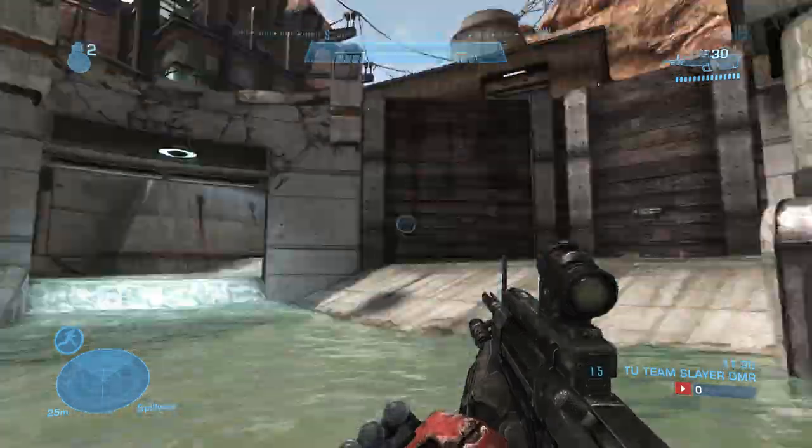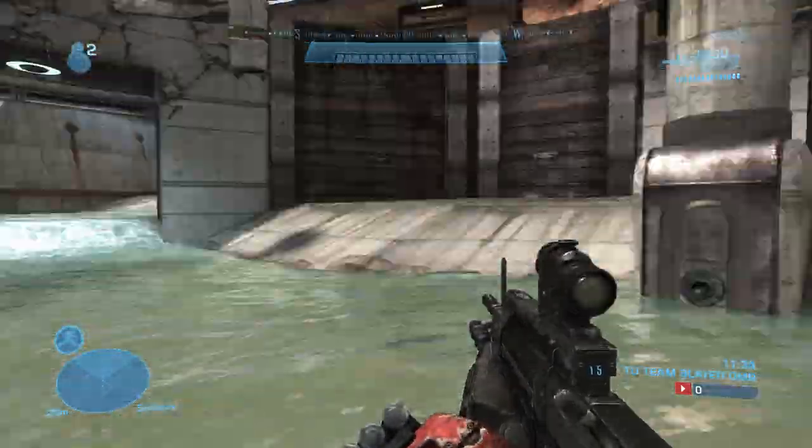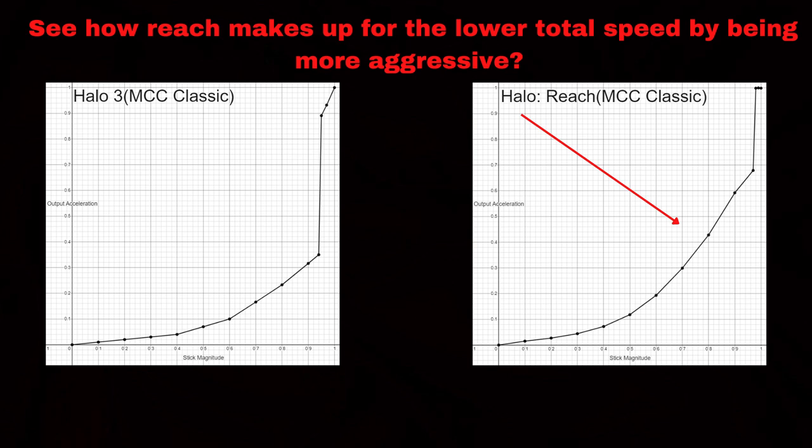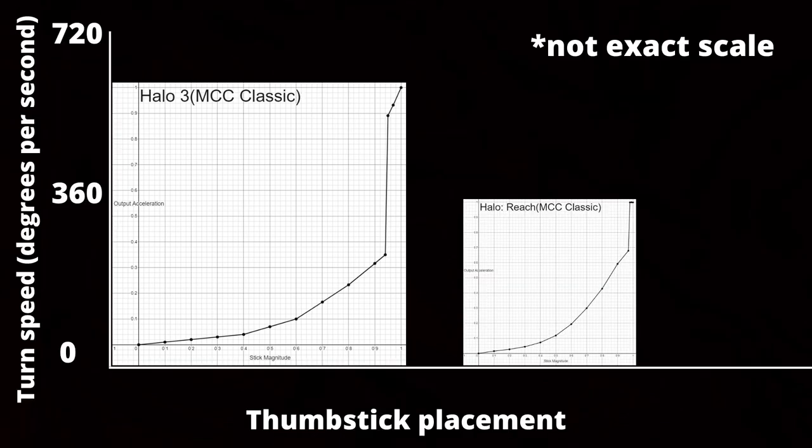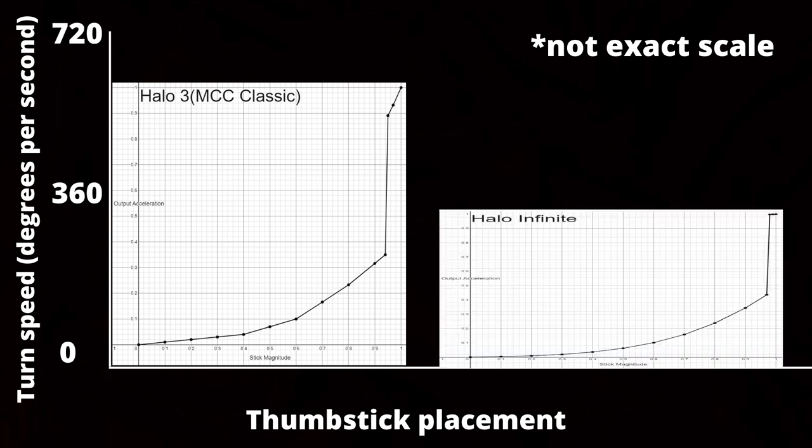Halo Reach effectively takes half the sensitivity of Halo 3. Because these games control at roughly half the scale of Halo 3, their curves are commensurately aggressive. They have been adjusted to reflect the shortened y-axis. Halo Infinite doesn't do this. It takes the response curve of Halo 3 and uses it with the scale of Halo Reach. It's the worst of both worlds.